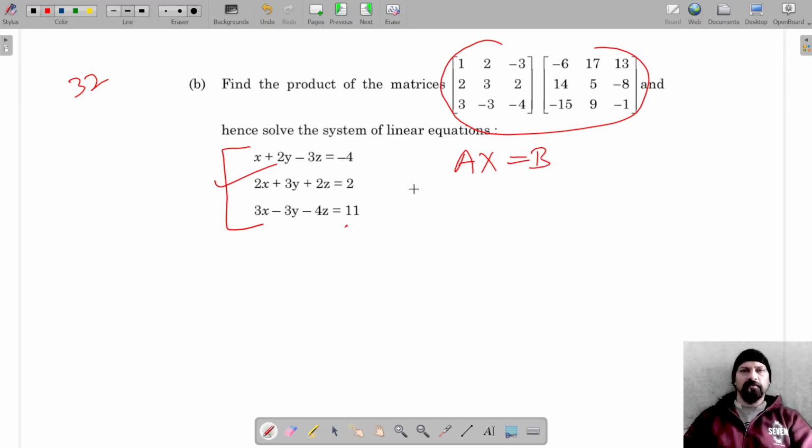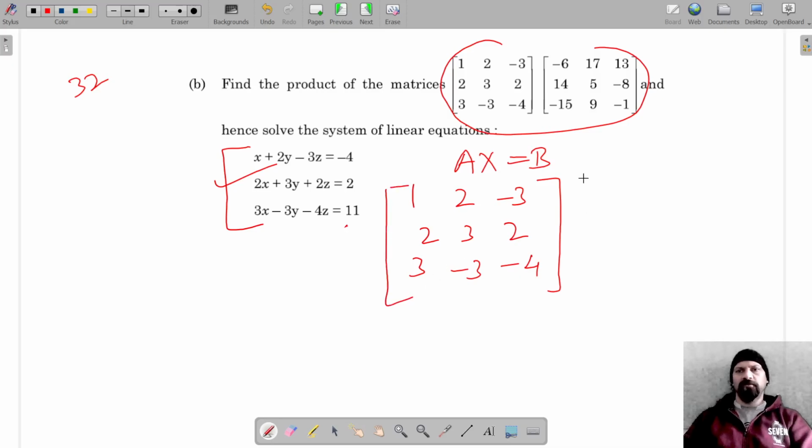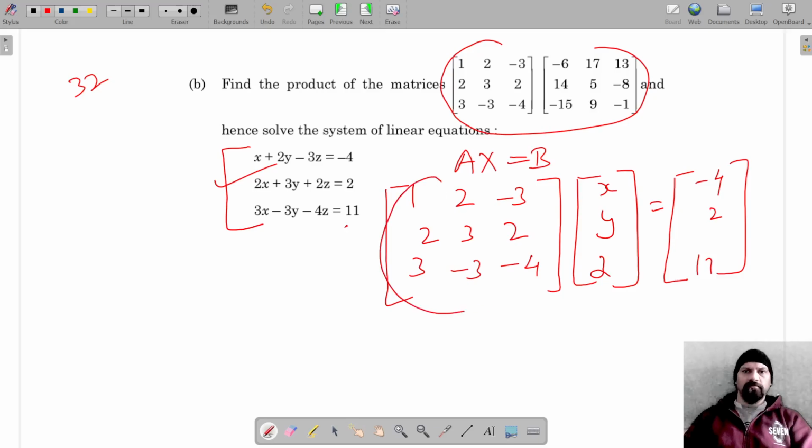and the A matrix is 1, 2, negative 3, 2, 3, 2, 3, negative 3, and negative 4. This is the A matrix. And the X matrix will be X, Y, and Z. And B will be the matrix of the constants, which are negative 4, 2, and 11. And if we look at this matrix, this is the A matrix. And this one, let's say this is the B matrix.